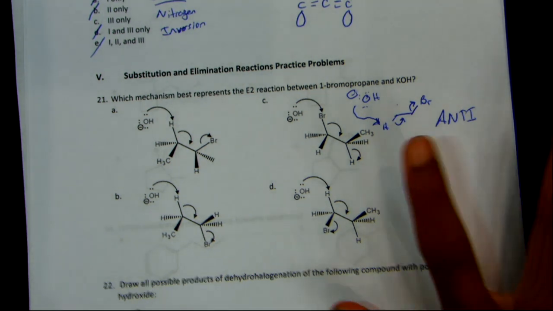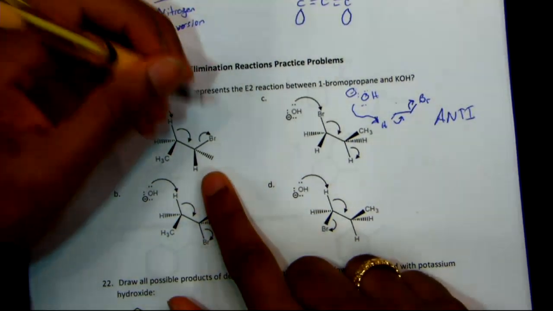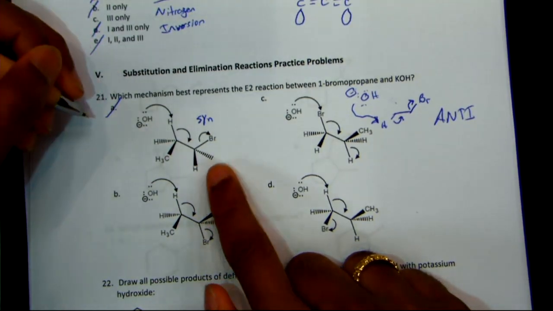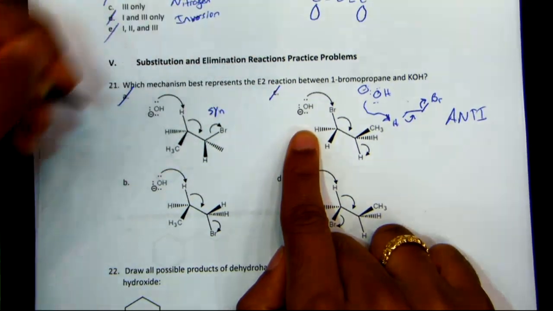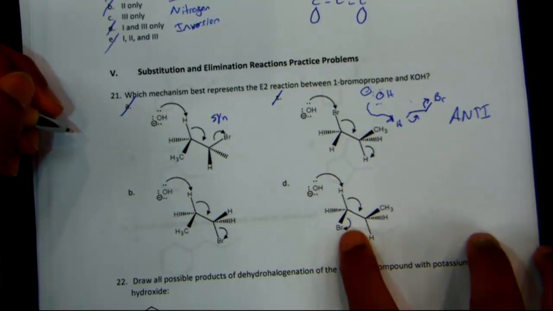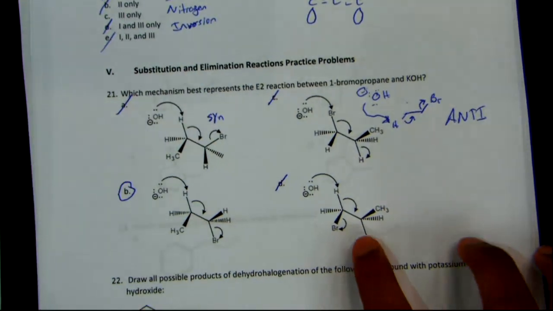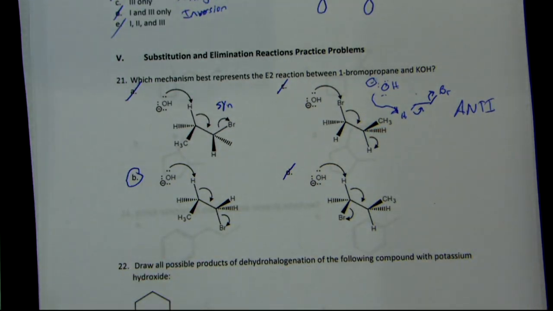So we're looking for something like this. Is this something like this? No, this is syn, same side, so this is not A. I don't even know what this is, because that's not it. Is it D? It's not D, it's B. That looks more similar, right? So that's the E2 mechanism. Is that cool?